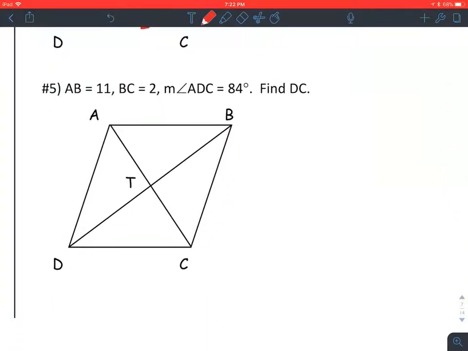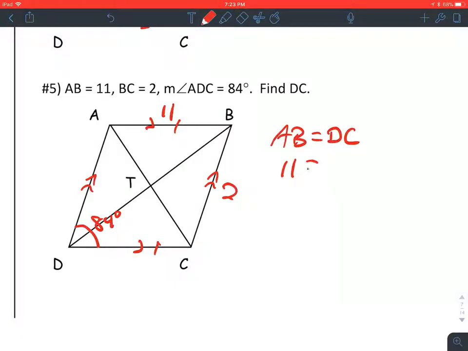Number 5. AB is 11. BC is 2. Measure of angle ADC is 84 degrees. Once again, it's a parallelogram. In a parallelogram, opposite sides are congruent. So AB is going to be equal to DC. AB is 11, therefore DC is also 11.